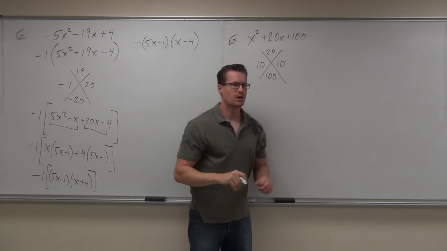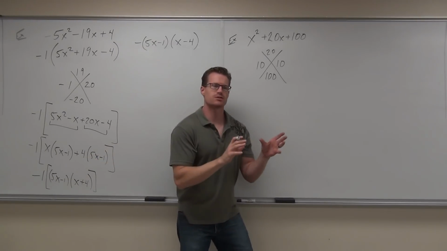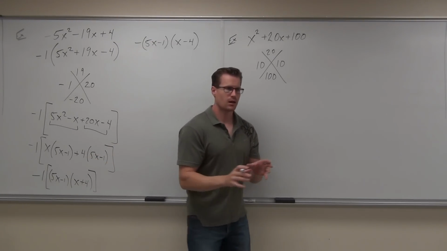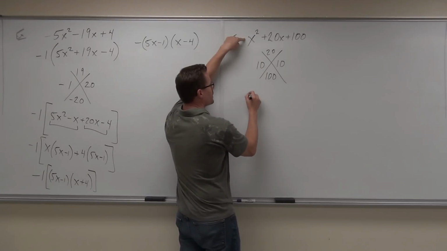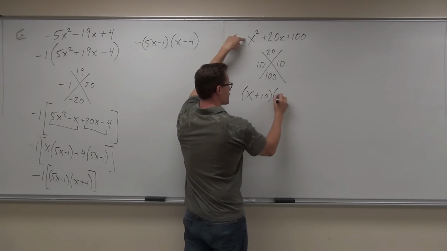Now here's a question. Do I have to go through this whole process, or can I go directly to my factors? Can I do the shortcut? Yes. Why? A is 1. That's beautiful. It's a beautiful thing. So this would be x plus 10 and x plus 10.